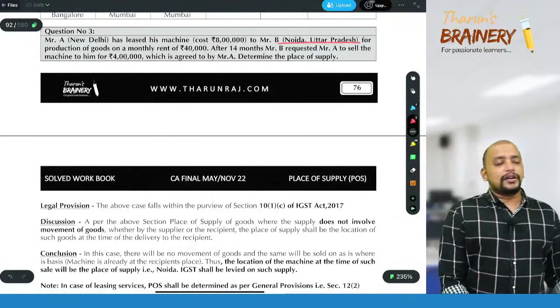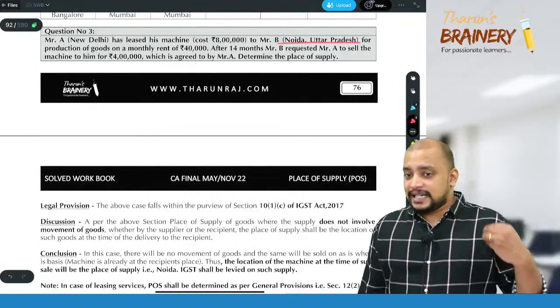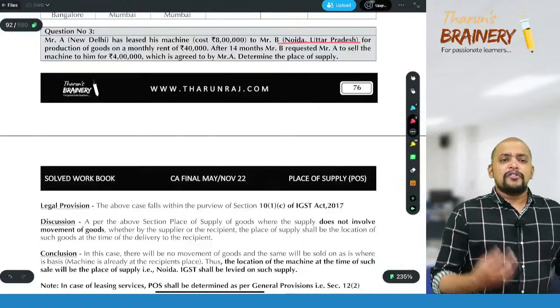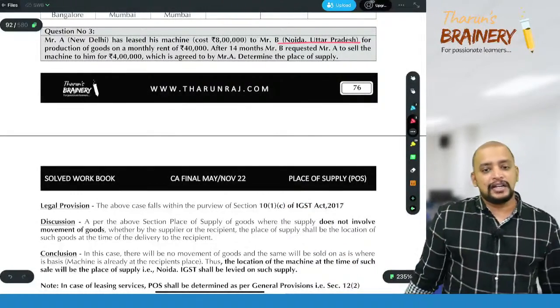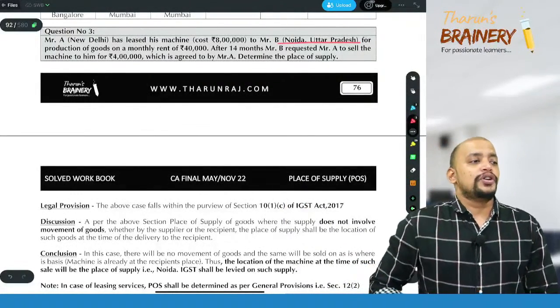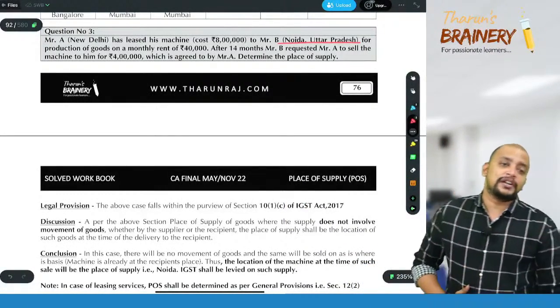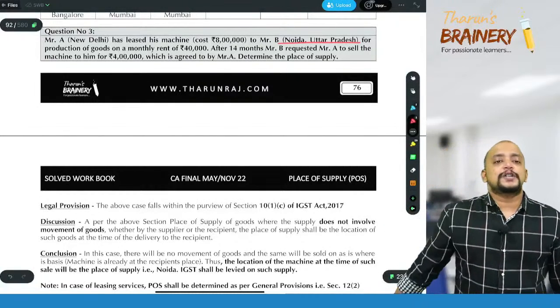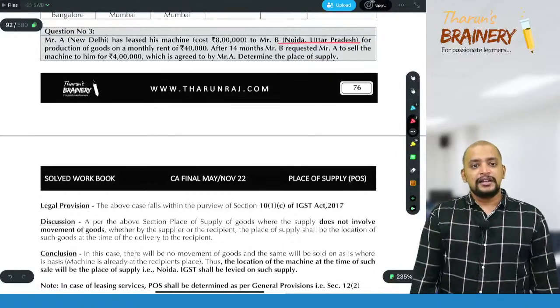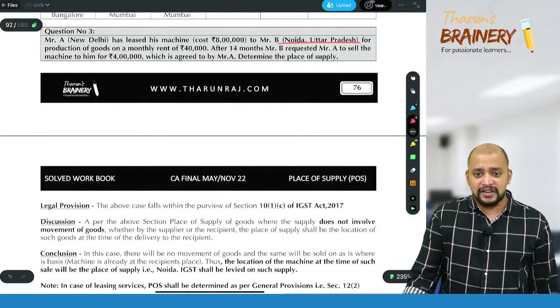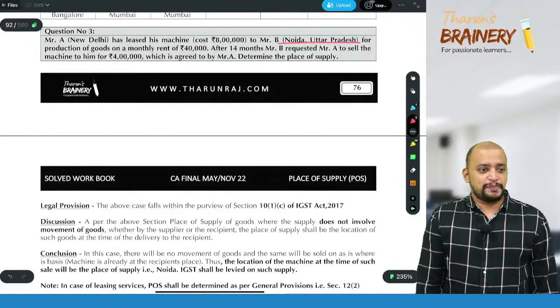Now, there is something called services, leasing. Leasing is a service. For that service, till the time the asset is sold, they are collecting the lease rental. For that lease rental, how to determine the place of supply as per section 12? What service is it? Leasing. We don't have any specific section for that.